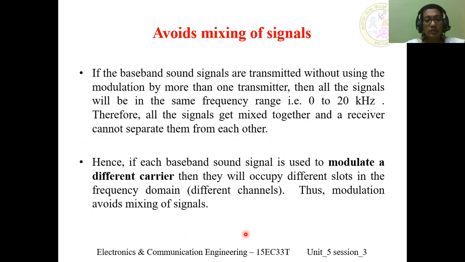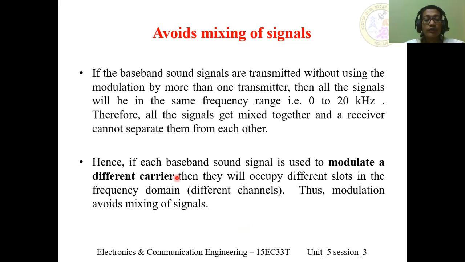Avoids mixing of signals. If the baseband sound signals are transmitted without modulation by more than one transmitter, if the similar baseband signal, like the audio signal, whatever you are going to transmit, has the same audio signal frequency when it is transmitted from these two different transmitters, there is a chance of mixing up. All the signals get mixed together and the receiver cannot separate them from each other.